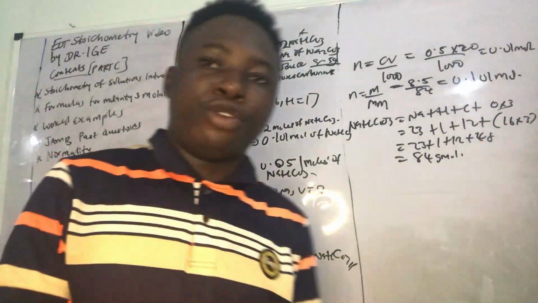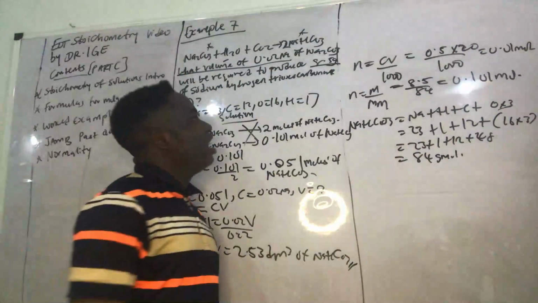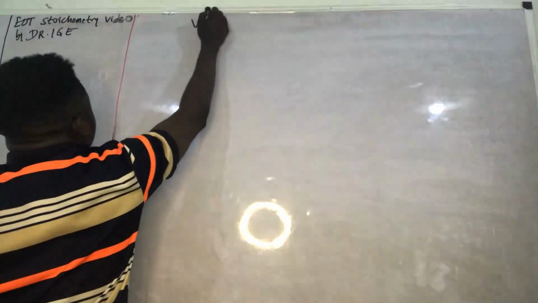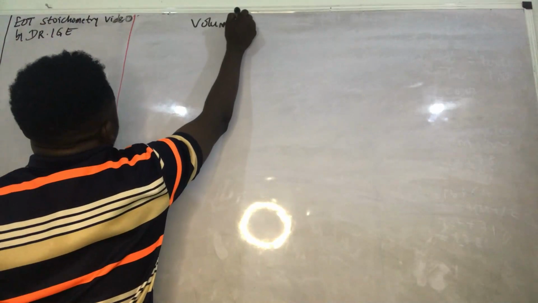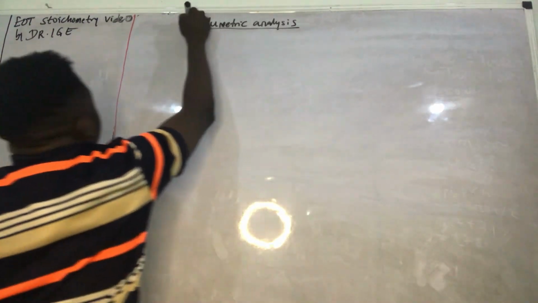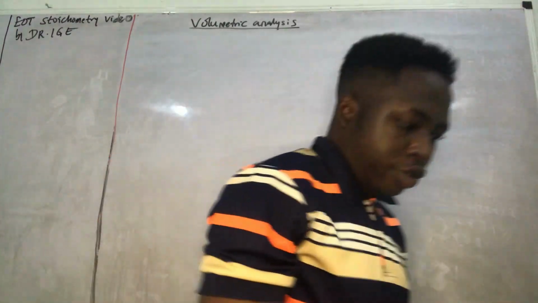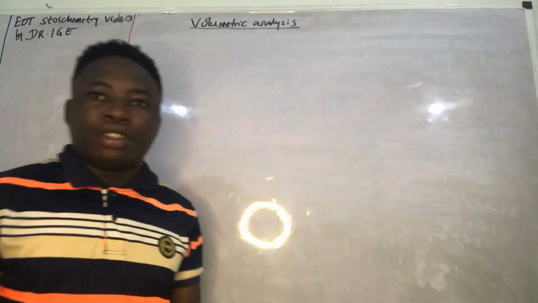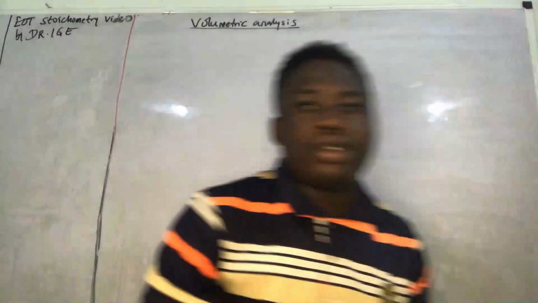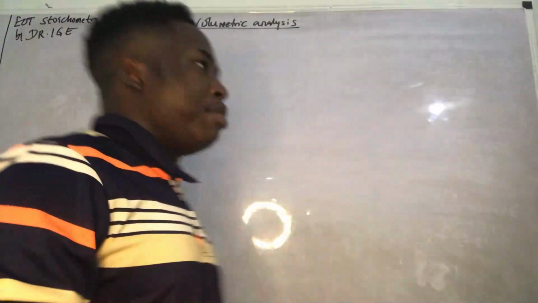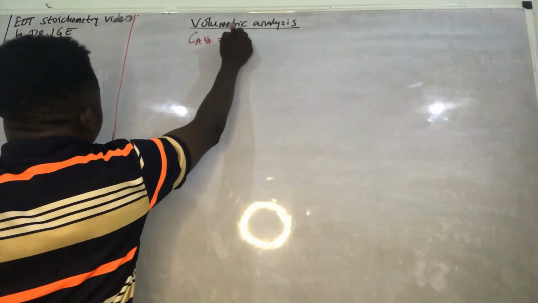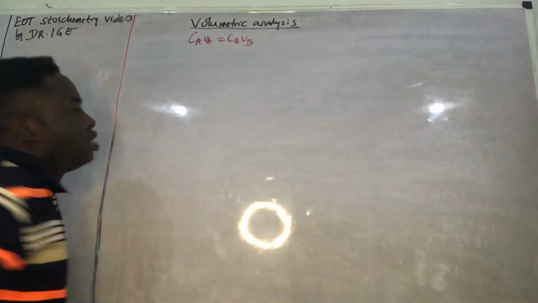I believe with these few points of mine, with these few examples, I'll be able to teach you the foundational part of this topic. Talk about volumetric analysis. We are still in stoichiometry of solutions, so this time around, I want us to go into volumetric analysis. I believe we have seen this formula before: CAVA equals CBVB.